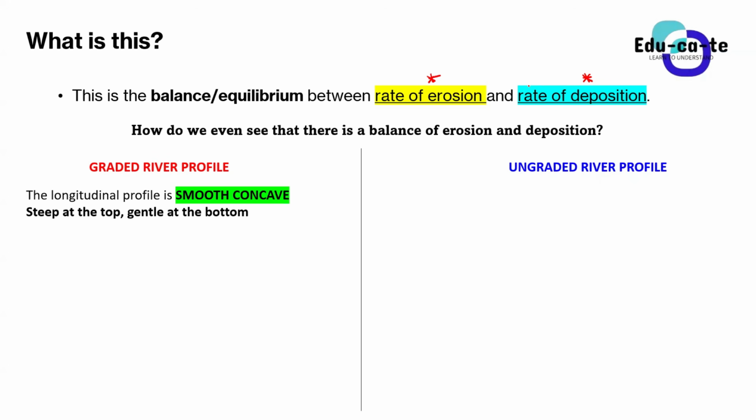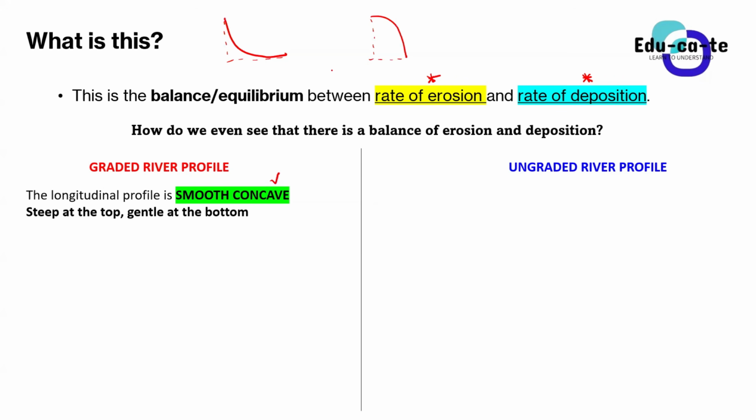When we say that we've got a graded river profile, it simply means that the longitudinal profile of this river is a smooth concave, steep at the top and gentle at the bottom. Remember, guys, concave is a shape that looks like this. When we are talking about a convex shape, we are talking about a shape like this. I think you did this in grade 11, but basically we've got a concave slope and we also have a convex slope.